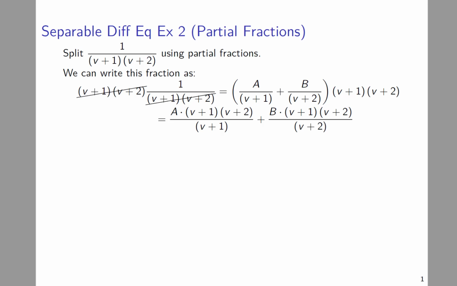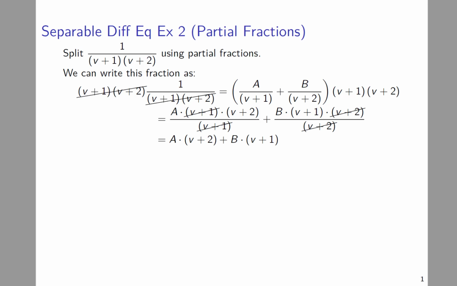In here we get simplifications as well. In the first fraction, (v+1) over (v+1) is just 1, while in the second fraction, (v+2) over (v+2) is just 1. So we're left with A times (v+2) plus B times (v+1). And remember, this is equal to our left-hand side, which is 1, leaving us with the equation 1 equals A times (v+2) plus B times (v+1).